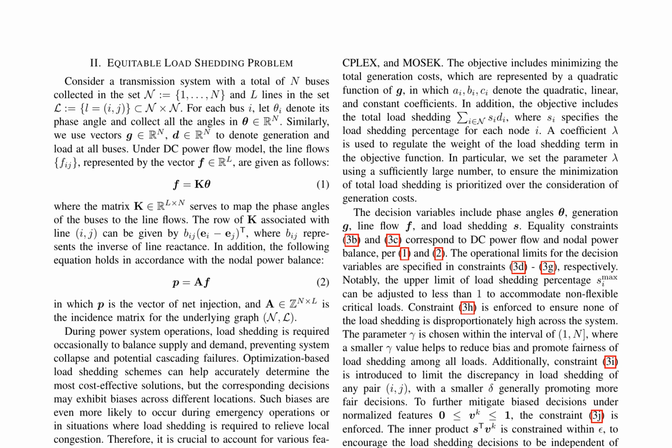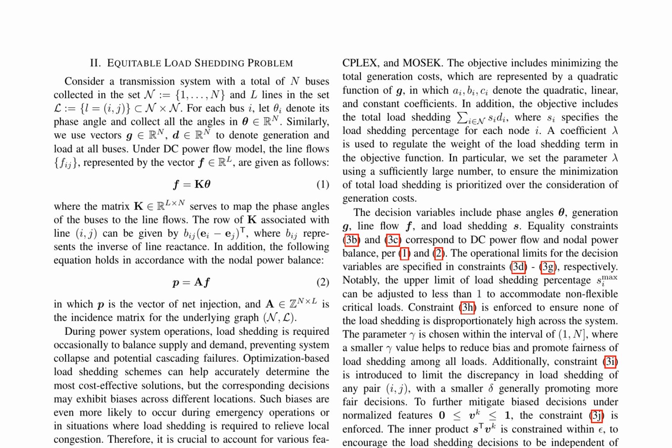In the realm of power systems, the equitable load shedding problem has garnered significant attention. Researchers aim to develop a more equitable load shedding algorithm that optimizes the distribution of load shedding percentages across nodes in a transmission system. This system comprises n buses and lines, with the objective being to determine the optimal load shedding percentage C for each node I to promote equity.